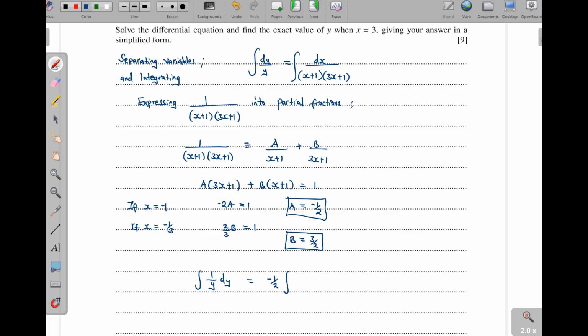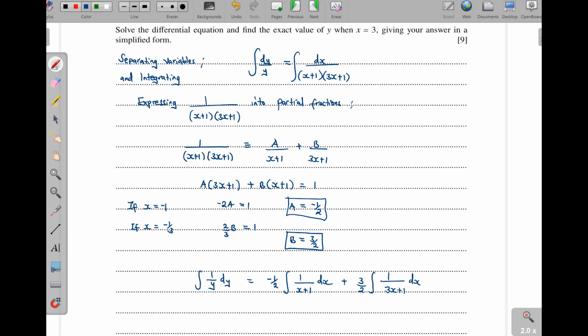Then I say the integral of 1 over x plus 1. Okay, I can take this one inside here, but instead of writing -1/2, I just take the constant out, then of course that one with respect to x, then plus what else? Our b is 3/2, not so? Then integrate 1 over this one, which will be 3x plus 1, then with respect to x.